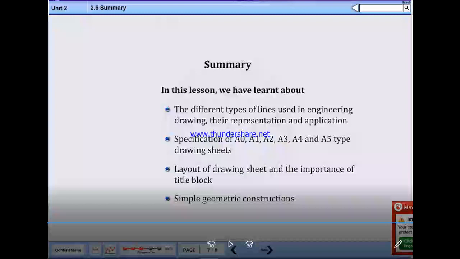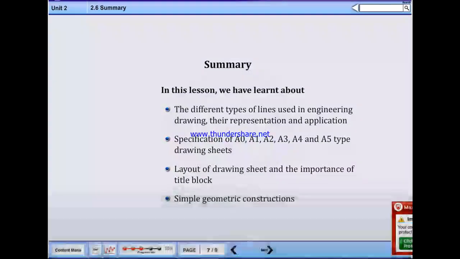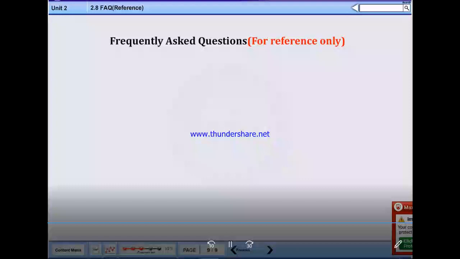So we have studied the different types of lines used in engineering drawing, their representations and applications, specifications of A0, A1, A2, A3, A4 and A5 drawing sheets, layout of drawing sheet and importance of title block, simple geometrical constructions, and with this we are going to learn some quiz questions.